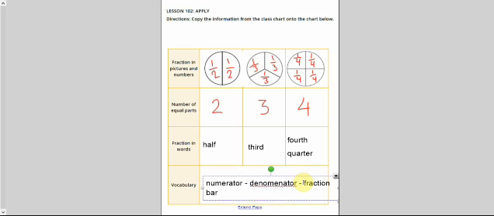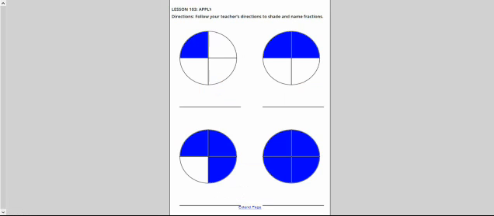So we have a numerator, a denominator, and a fraction bar. In lesson 103, it's page 88. In here we will know that the numerator is not always 1. The numerator is not always 1, okay? It could be something different.